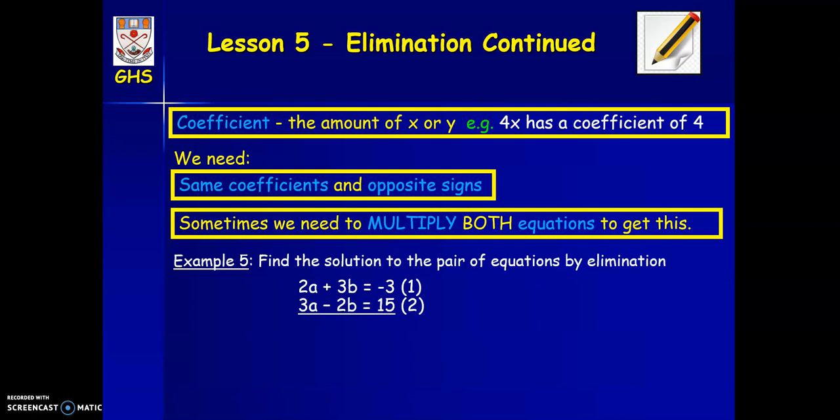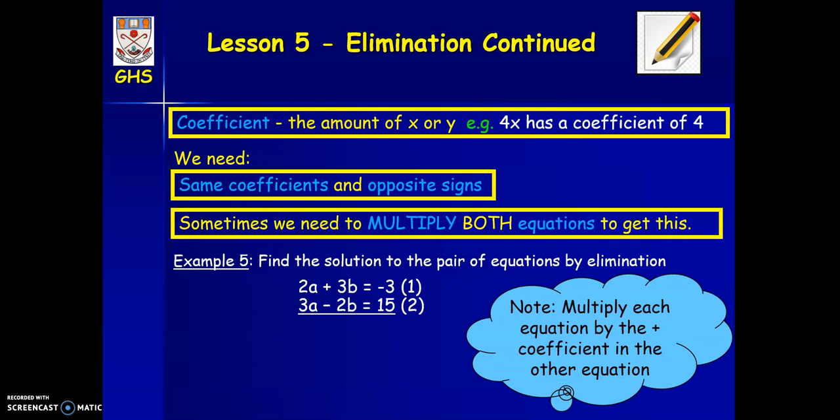We need the same amount of a or the same amount of b in both equations. We don't have that at the moment, but what we do have is the opposite signs in the b terms. Now, what we need to do here then is multiply each equation by the coefficient in the other equation.